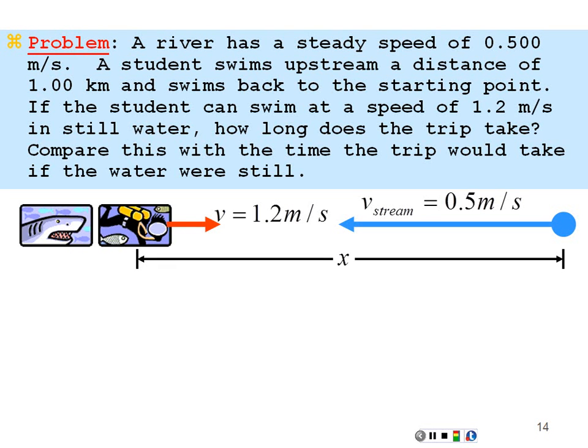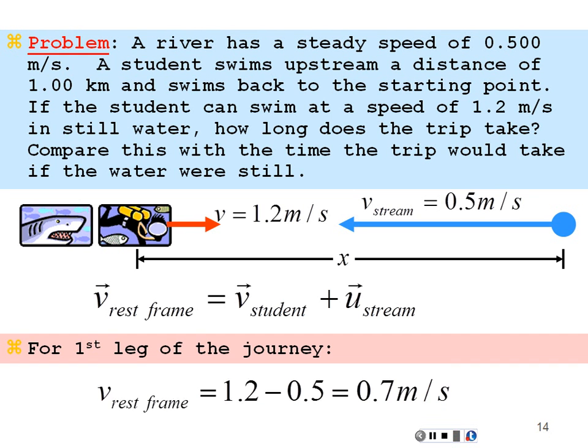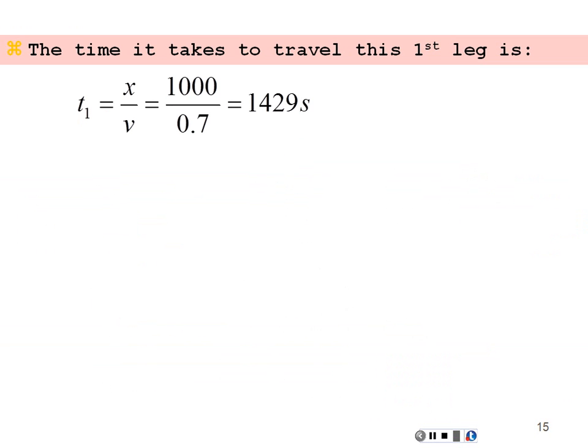So we're going to move some distance x, and we're going to do it at a velocity in the rest frame equal to the velocity of the student plus the velocity of the stream, which happens to be in the opposite direction. So the magnitude of this velocity will be 1.2 meters per second plus a negative 0.5, or 0.7 meters per second. And we're going to travel that whole distance. So the time it takes to travel this first leg of the journey, 1 kilometer, will be 1 kilometer divided by our speed, 0.7 meters per second, or 1,429 seconds to do it.